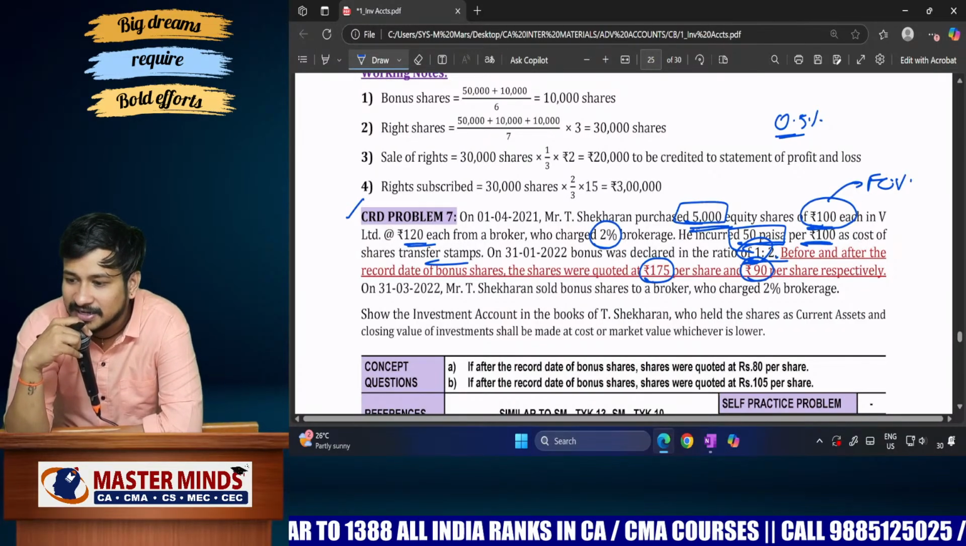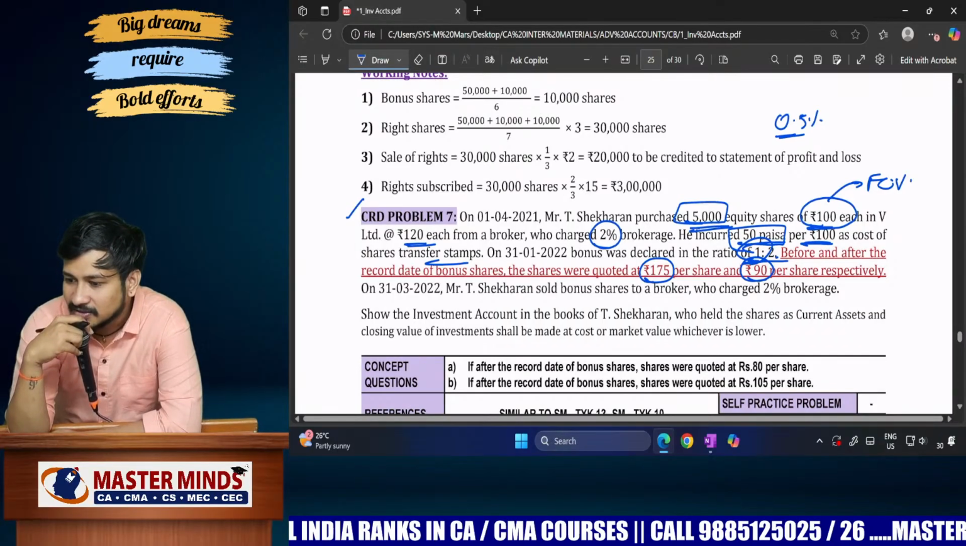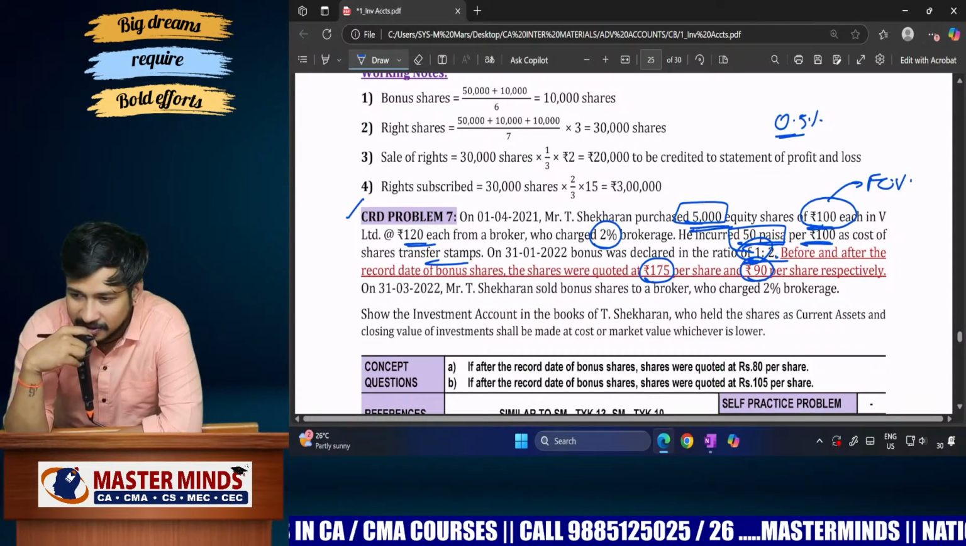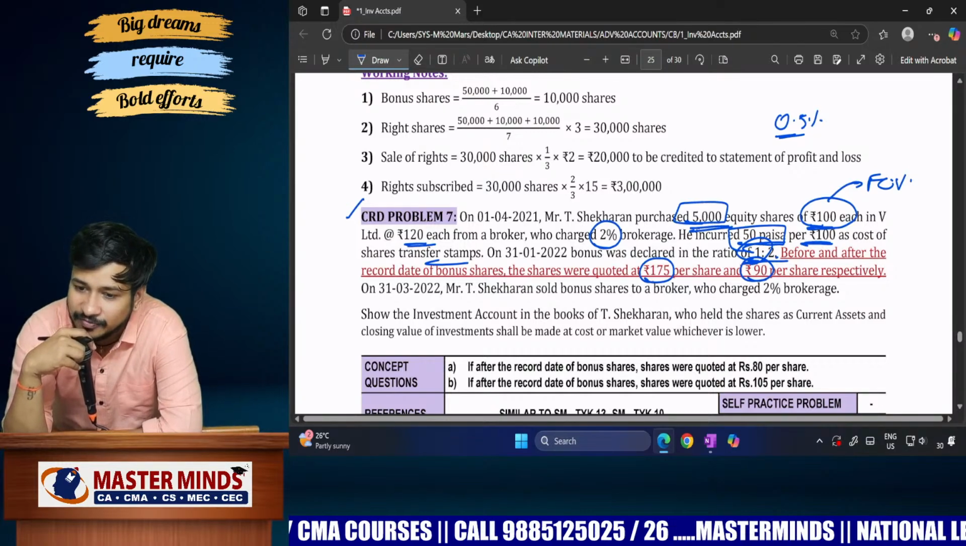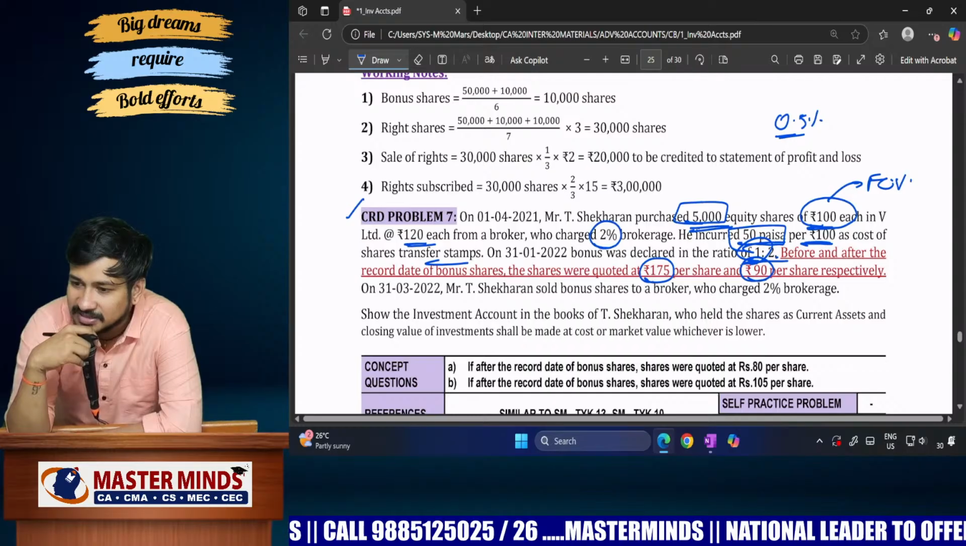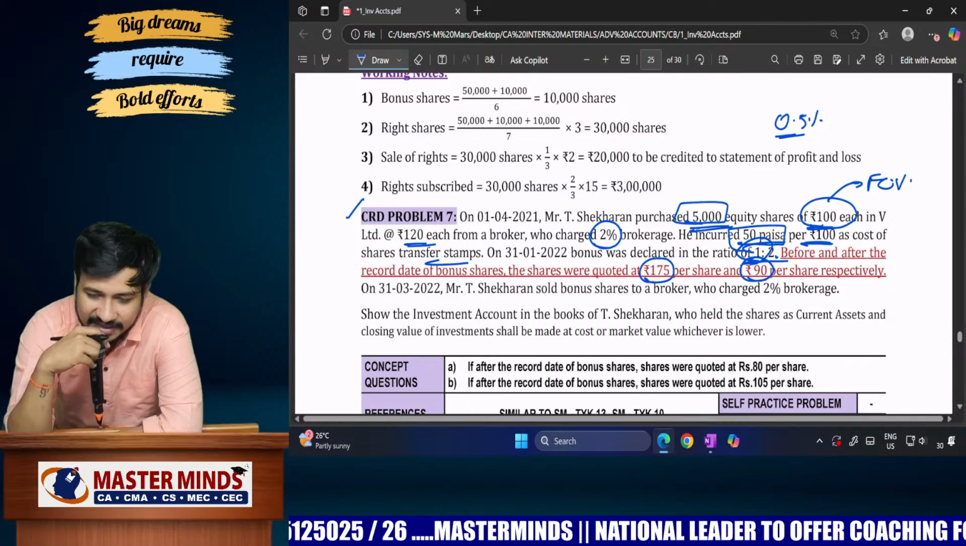Bonus shares were sold at 2% brokerage. You can't assume it at face value 100. It's wrong. You need to consider it along with the terminology. You're selling bonus shares, so obviously after bonus. After bonus, the share price is 90. So you need to consider that you will be selling it at 90.